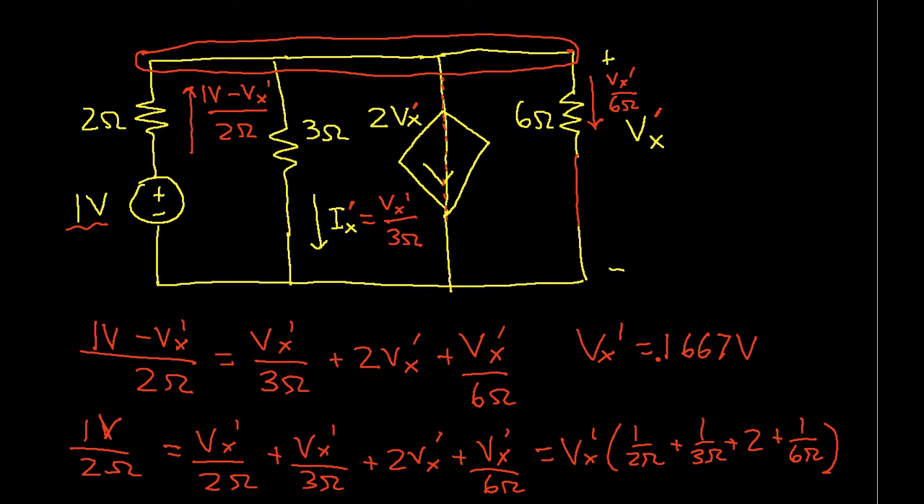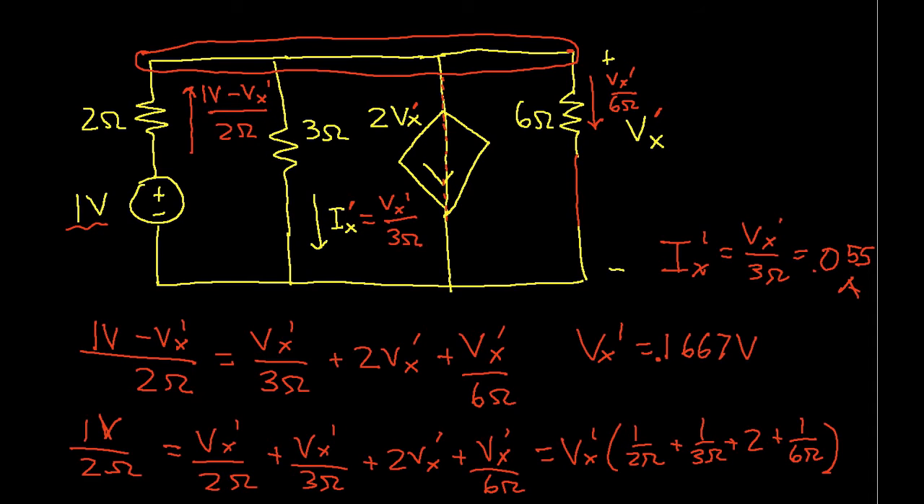I guess the very next thing on the agenda is to note that Ix prime, which is Vx prime over 3 ohms, is equal to 0.055 amps. Okay, so now I've got everything I need from the 1 volt source.